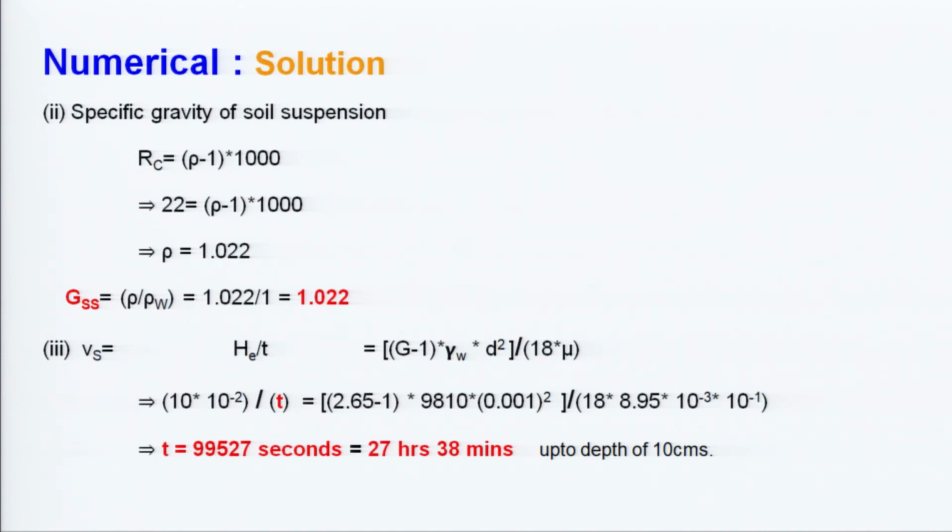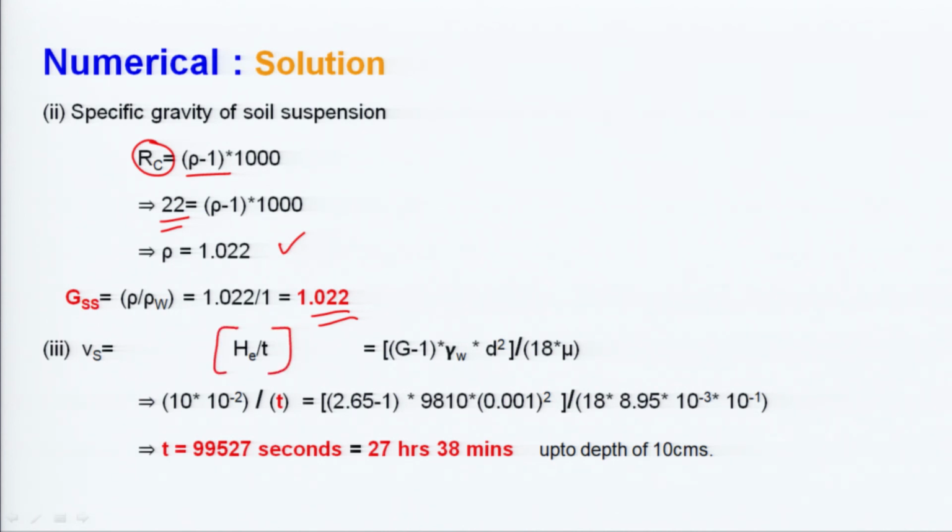Now the specific gravity of the soil suspension, that is equal to rho minus 1 into 1000, that we get the reading. So we will be using the corrected reading here, that is 22, rho minus 1 into 1000. So density will come out to be 1.022, and the specific gravity when you talk, it is rho upon rho W, density of water. Density of water we already know that it is 1 gram per cc. So the G value comes out to be 1.022.